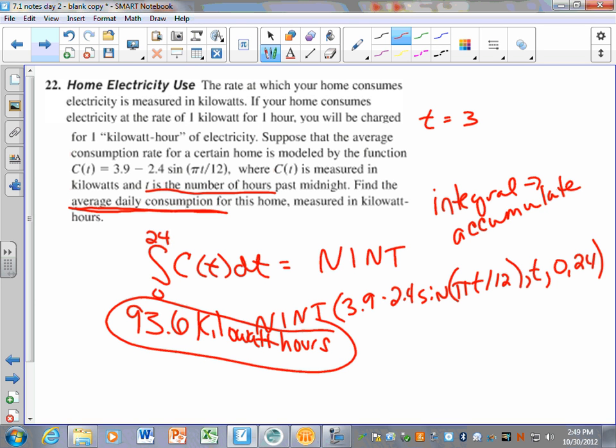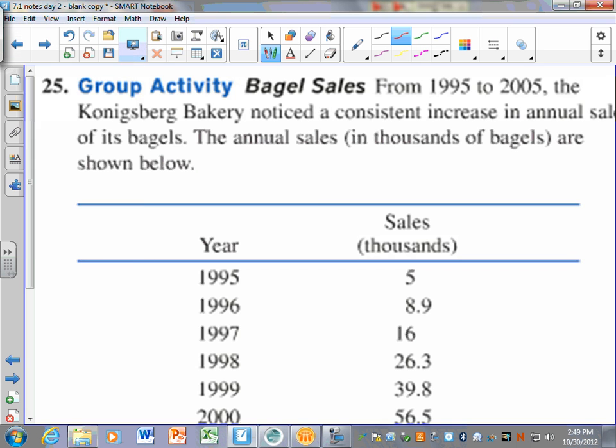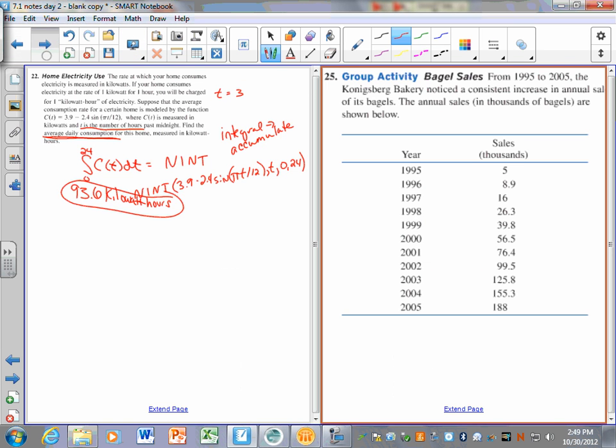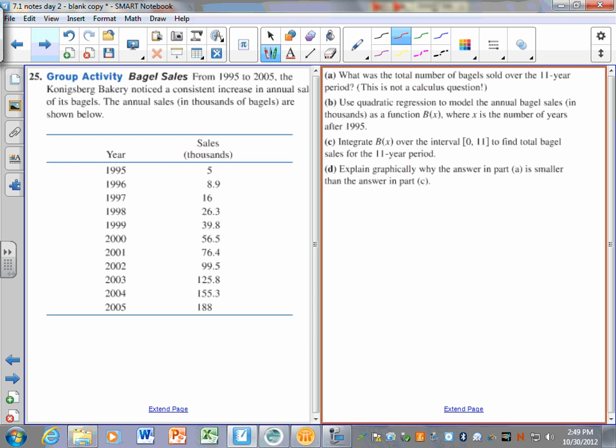All right, I also have this other question I want to show you, and I want to show you some extra cool tricks here. So I'm going to double page this. This is number 25 in your book, and it says, from 1995 to 2005, the Königsberg Bakery noticed a consistent increase in annual sales of its bagels. The annual sales in thousands of bagels are shown below.